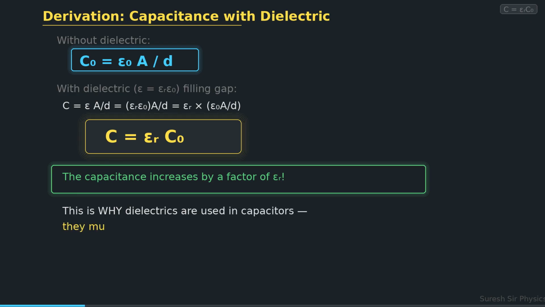This is why dielectrics are used in capacitors. They multiply the storage capacity.